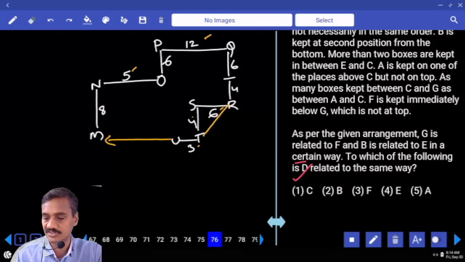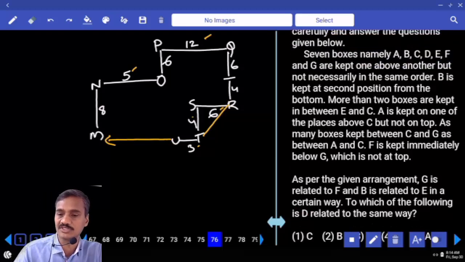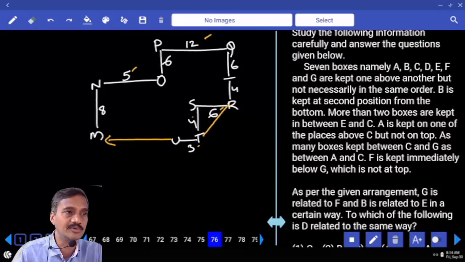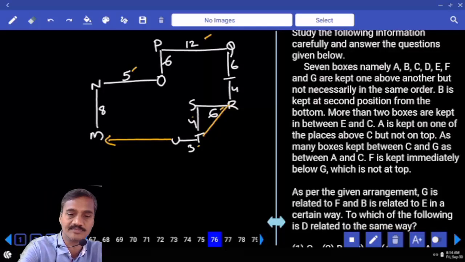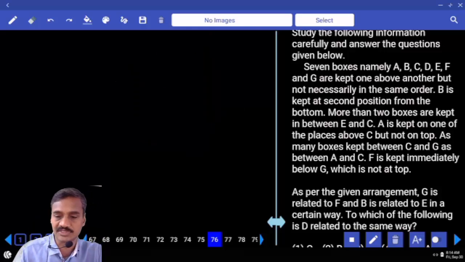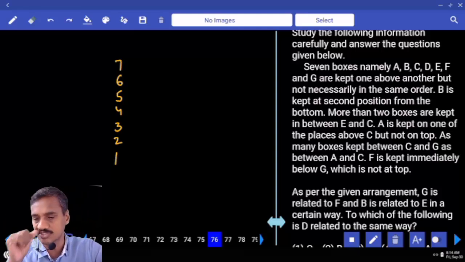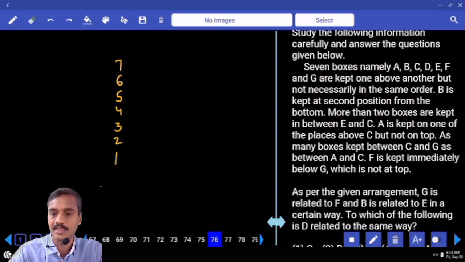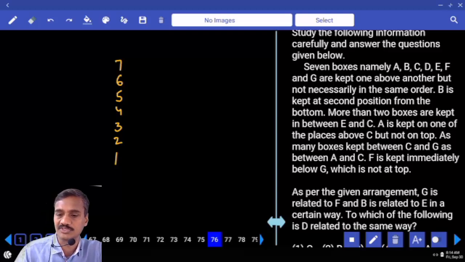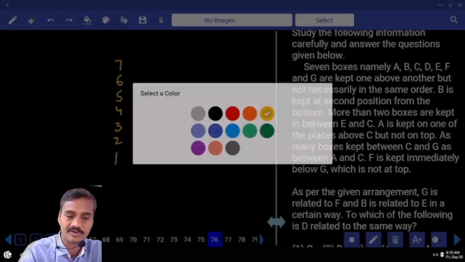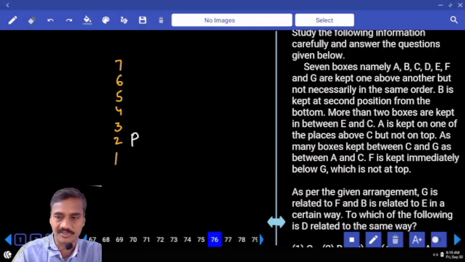Then 76. From 76 onwards it is based on boxes. How many boxes are there? There are 7 boxes. The number of boxes was clearly given, isn't it? Now these 7 boxes are placed one above the other. 7, 6, 5, 4, 3, 2, 1, or you can write 1 to 7, it doesn't matter at all. And P is kept at the second position from the bottom.